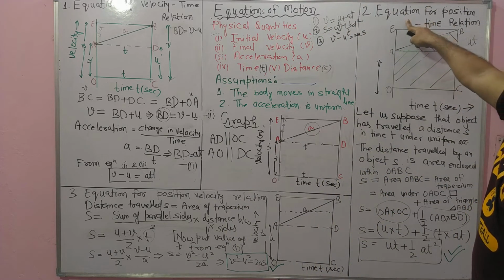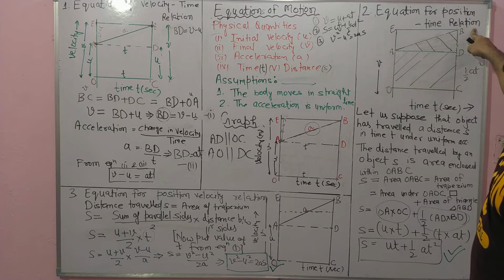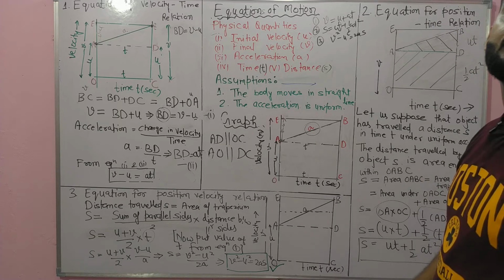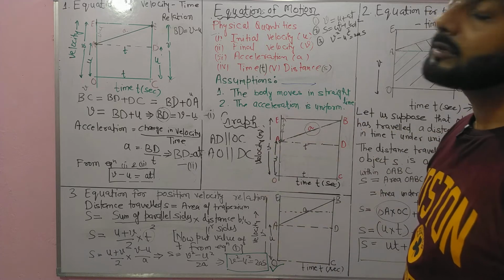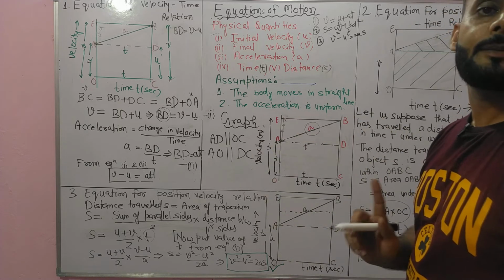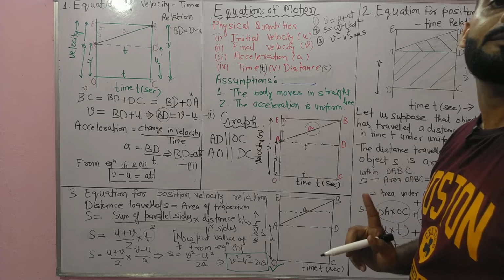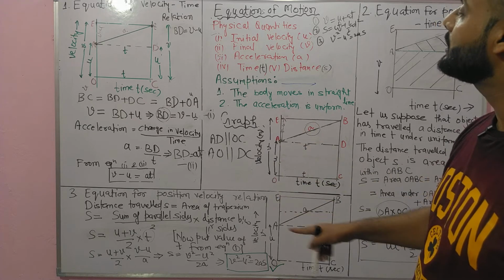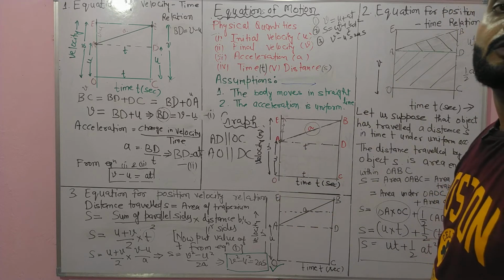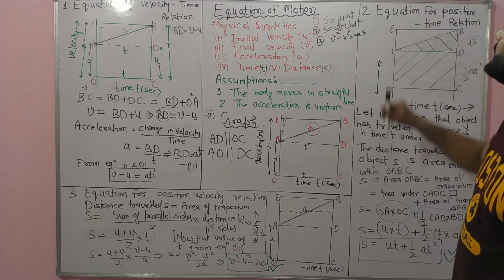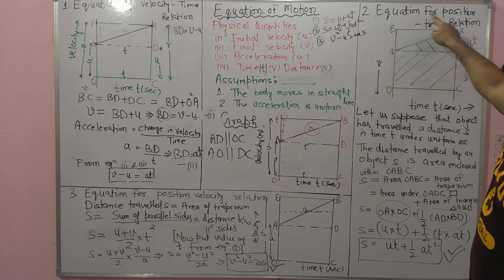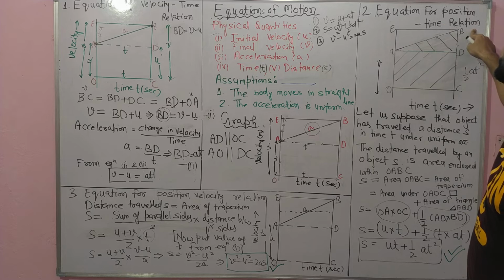Second equation is the equation for position time relation. The good thing is that in all three equations we will use the same graph. Same velocity time graph we will use for all three equations. So we will come to the second equation, the equation for position time relation.